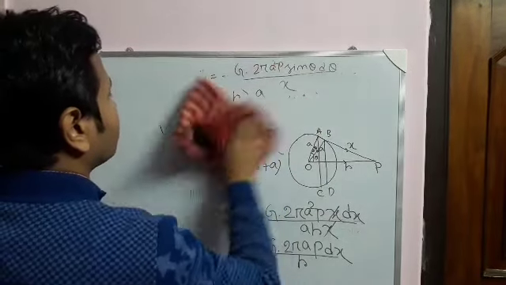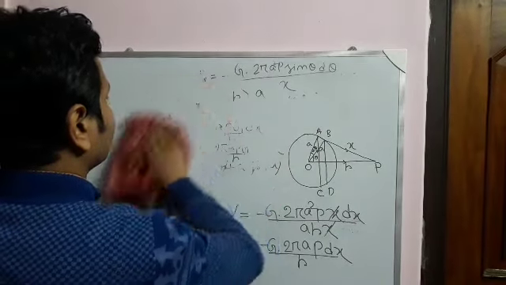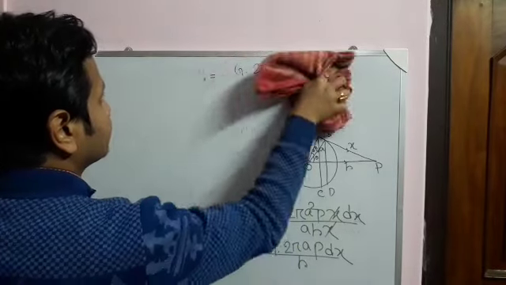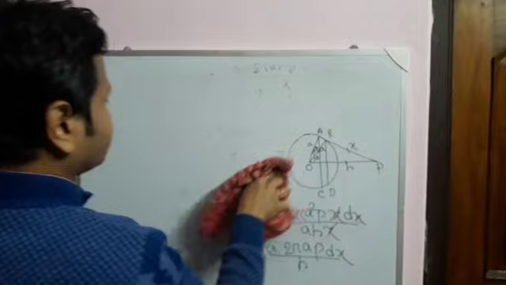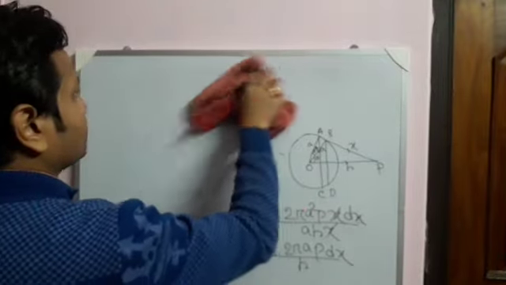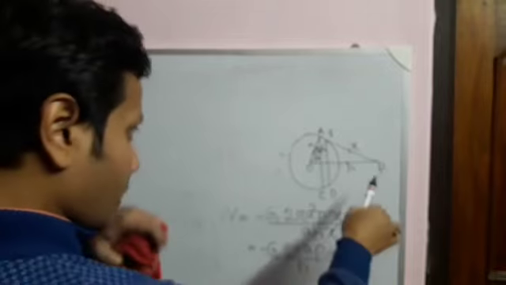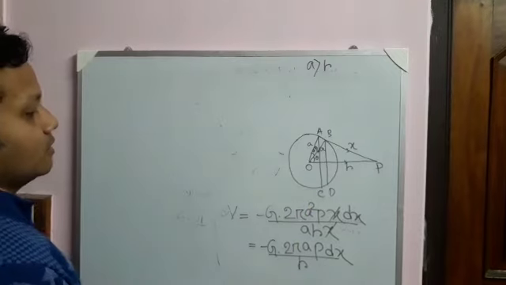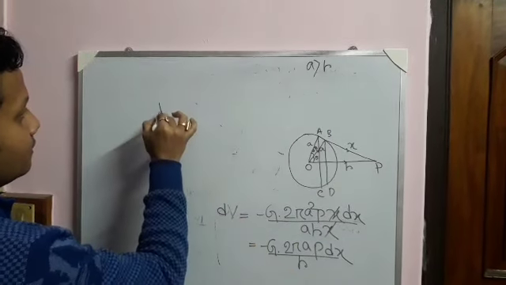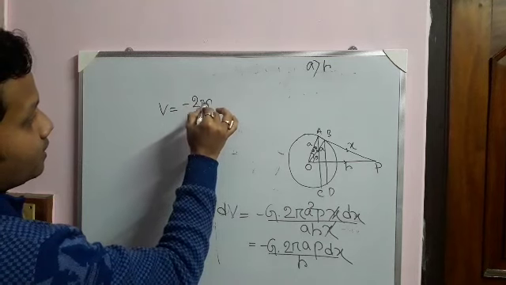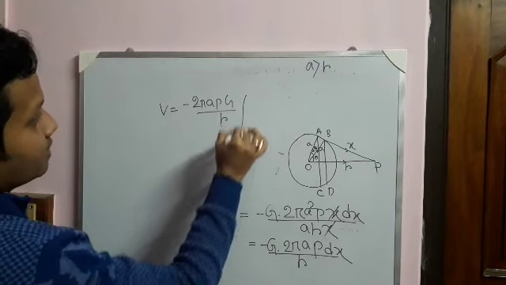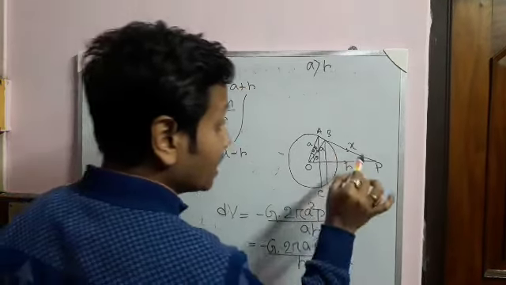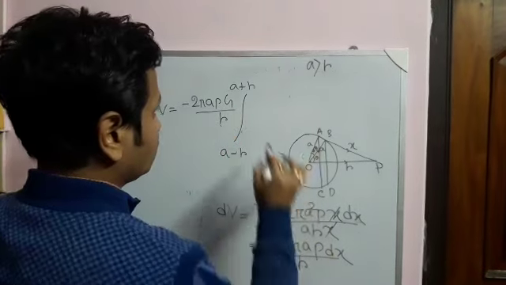Now what would happen if the point lies inside the shell? What will be the expression if the point P lies inside? Let's check. Now we all know if the point P lies inside, then this condition occurs: a greater than r. So if we integrate this expression, minus twice pi a rho g upon r within the limits a minus r to a plus r, then we will find the potential at P when P lies inside the shell. So let's do it.